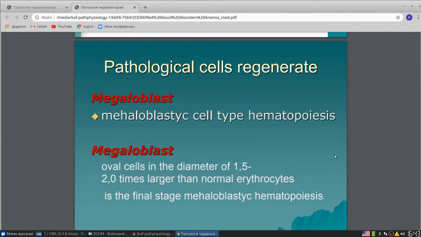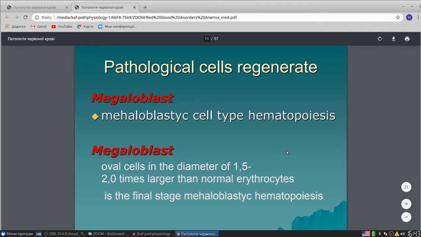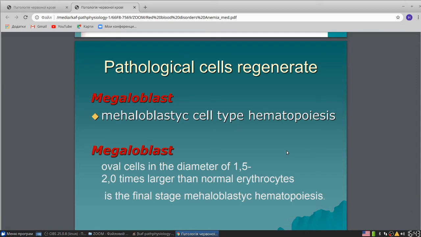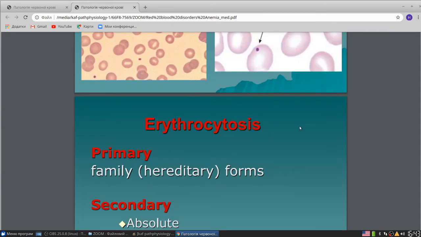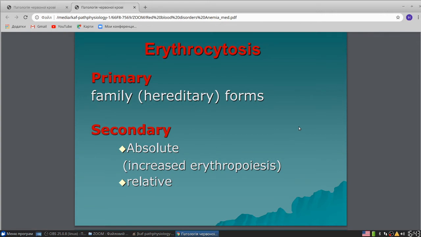Pathological cells of regeneration are a group including megaloblasts and megakaryocytes, when the diameter of red blood cells will be more than 12 micrometers. These cells can be present in anemia with degenerative forms of hematopoiesis. It will be B12 deficiency anemia, folate deficiency anemia. Also, we have in this group pathological inclusions, which include Cabot's rings and Howell-Jolly bodies, which also have a specific mechanism of manifestation in different types of anemia.